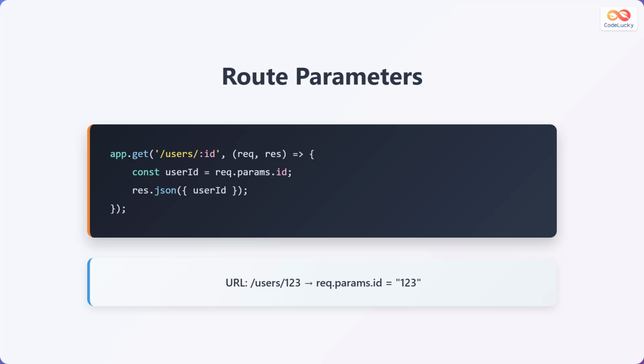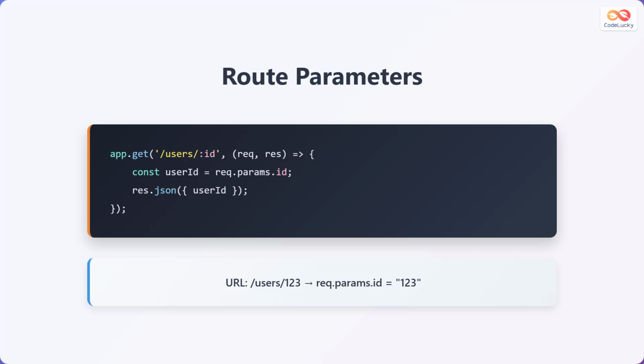Route parameters allow you to capture values from the URL and use them in your route handlers. This is useful for creating dynamic routes where part of the URL changes. Here is a demonstration. app.get('/users/:id', (req, res) => { This defines a route with a parameter named id.